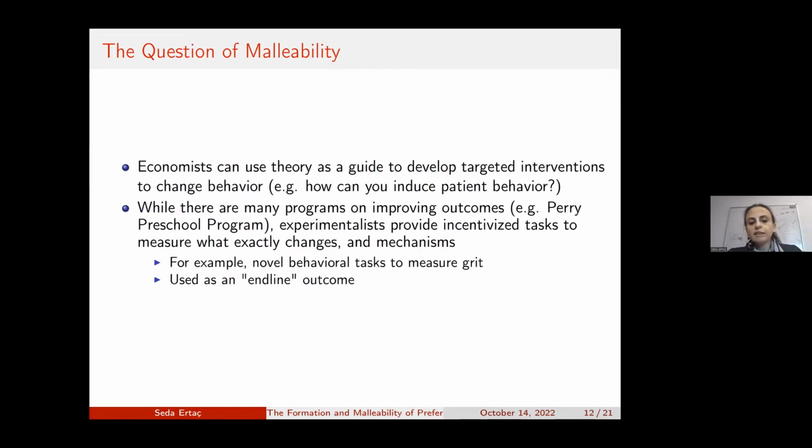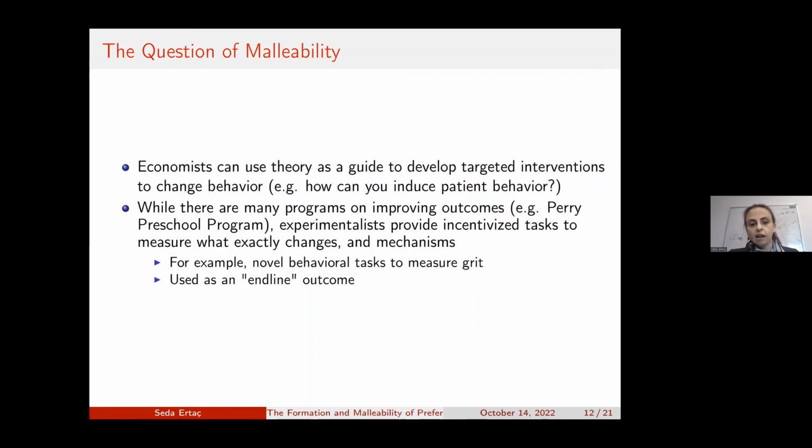So I usually get the question of, you're an economist, why are you doing these interventions? I want to say that economists can use theory as a guide to develop targeted interventions to change behavior. For example, how can you induce patient behavior? Our models give us insights on that, and we can build a program to leverage that to target that specific parameter.